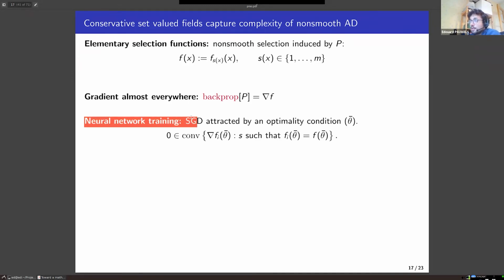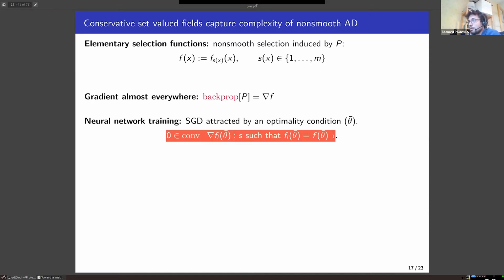We also investigated neural network training. SGD is stochastic gradient descent, and it's among the most widely used algorithms for neural network training. What we could do here was to define an optimality condition. This is, if you like, a generalization of the optimality condition which says that the derivative has to be 0 at local minima, for example. That's a generalization of the usual optimality condition.